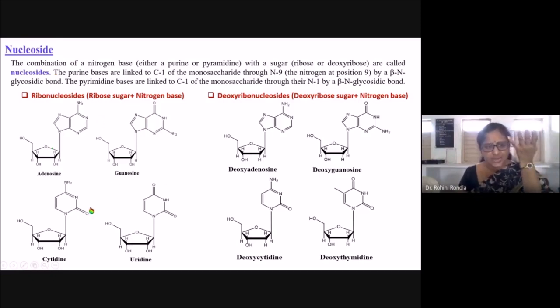Since there are 4 nitrogen bases, there are 4 nucleosides. The only difference is that we mention deoxy here. Adenosine, but in DNA deoxyadenosine. Guanosine, deoxyguanosine. Cytidine, but in DNA deoxycytidine. And here uridine. One more difference: in RNA the nitrogen base is uracil, but in the place of uracil, here we will take thymine. So this is called deoxythymidine nucleoside.